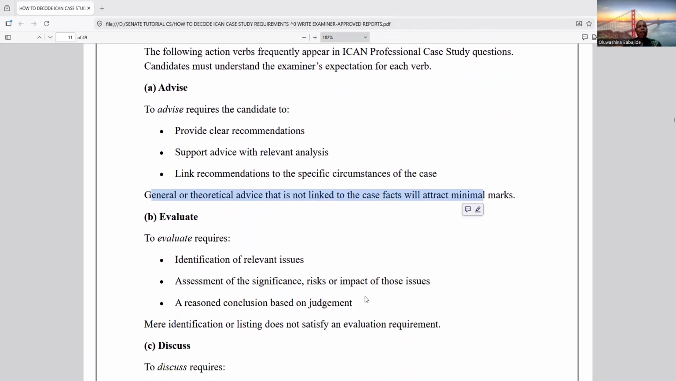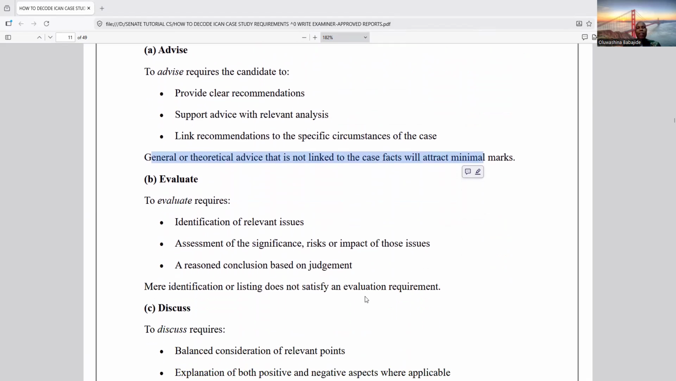You will see evaluate. You can go after this class and check those questions. You will see some of these keywords I'm saying. Evaluate. So when you see evaluate, what does it mean? To evaluate, it requires what? Identification of relevant issues. Meaning that when you see evaluate, they are telling you to identify issues for us.